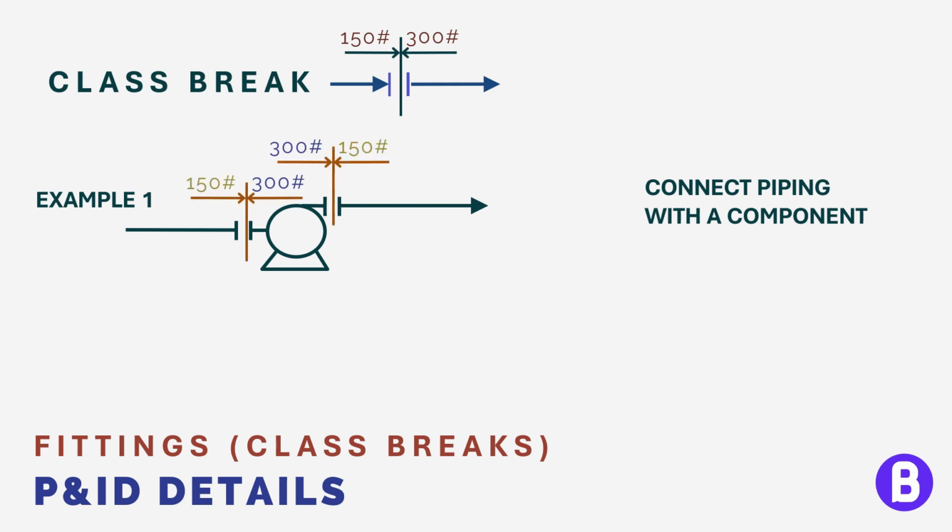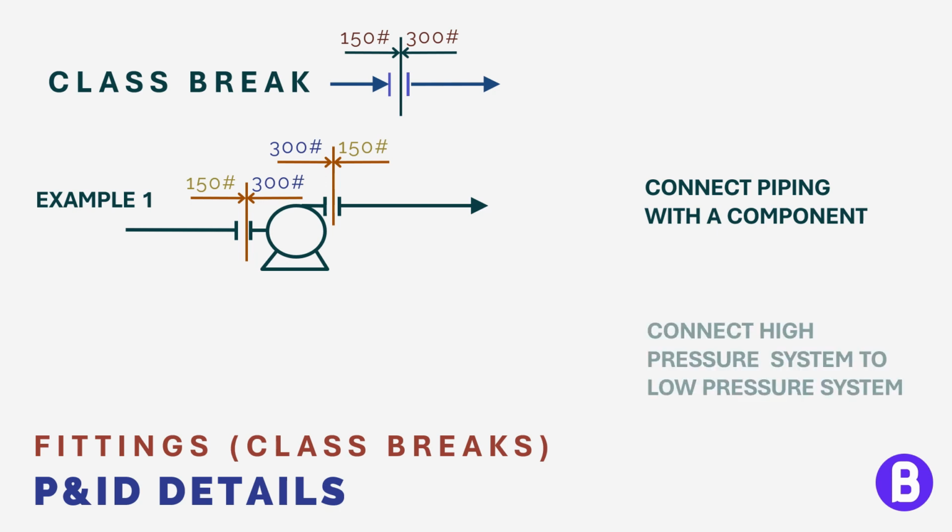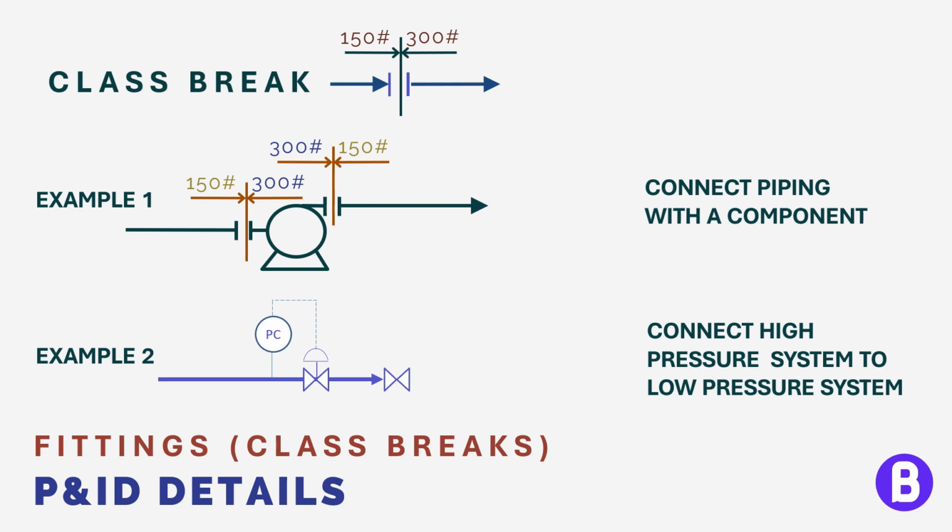In this case, we shall add a class break on both suction and discharge piping in order to connect the nozzles to the piping. The second reason can be when we connect a high pressure system to a low pressure system, which are also called high to low pressure interfaces. So for example, we have here a back pressure controller that keeps the upstream pressure at a specified value. Maybe to adjust operation of the reactor, maybe to adjust pressure of the tower, whatever the equipment is.